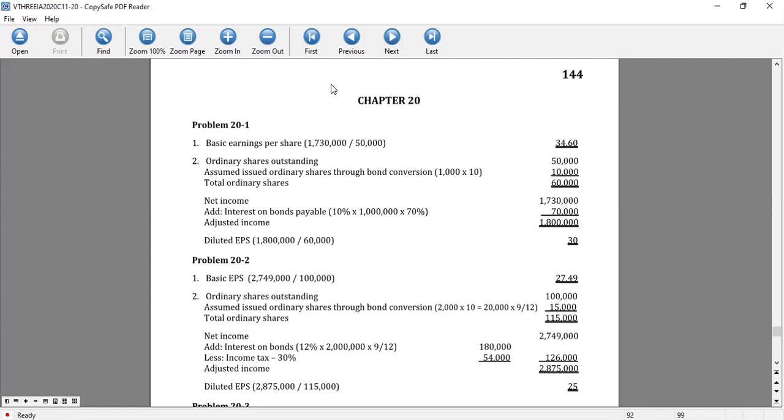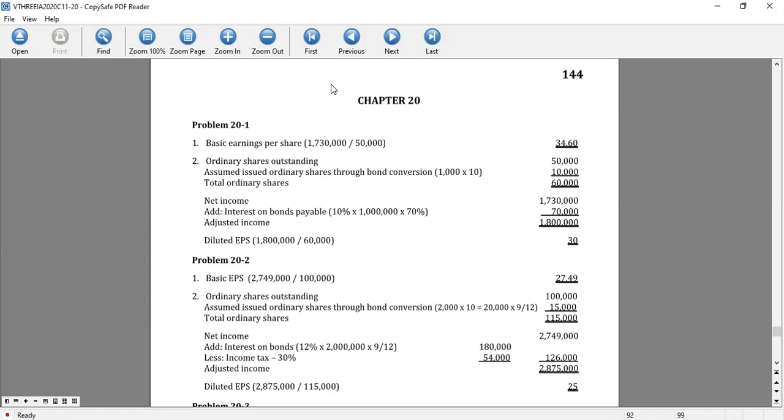Now, for the net income of 1,730,000, we add the interest on bonds equal to 70,000. We have the adjusted income of 1.8 million. And the 1.8 million adjusted income, we divide it by 60,000 ordinary shares, so we now get 30 for diluted earnings per share.